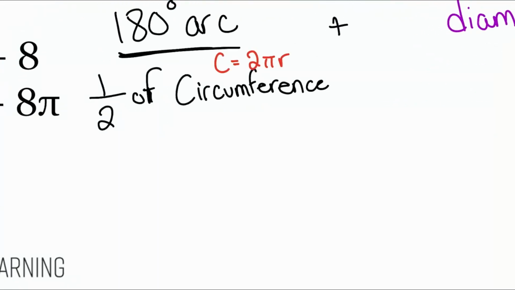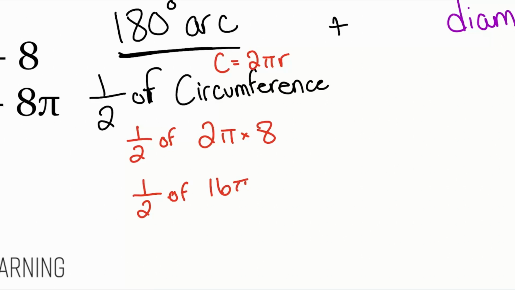Let me just use 2 pi r. Circumference equals 2 pi r. So I'll include 2 times pi times that radius. What was that radius again, everybody? Yep, that radius was 8. So we are dealing with half of whatever that is. 2 times 8 is going to be 16. So we're dealing with half of 16 pi.